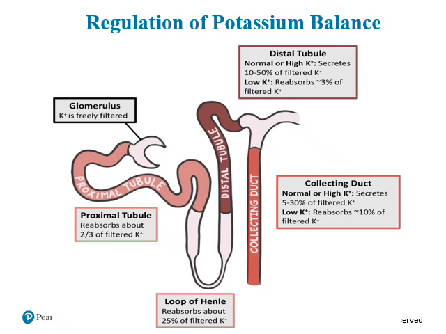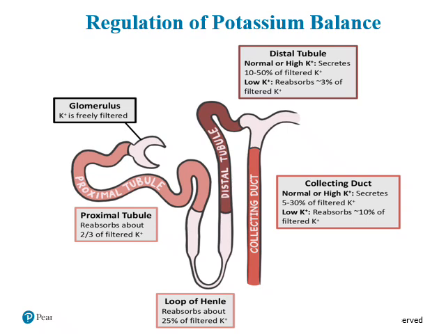So I mentioned to you what happens to potassium in different parts of the kidney. In the glomerulus, potassium is freely filtered, and in the proximal convoluted tubule, it's reabsorbed, pretty much two-thirds of its concentration. In the loop of Henle, 25% of the filtered potassium is reabsorbed.